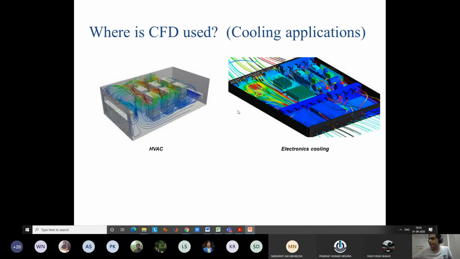So then there are other large scale applications which have become very important nowadays. One is HVAC systems or cooling systems. Okay, cooling of buildings. So now you have a lot of buildings which are centrally air conditioned. So how to properly design the central air conditioning? There also we need CFD study, CFD simulations.